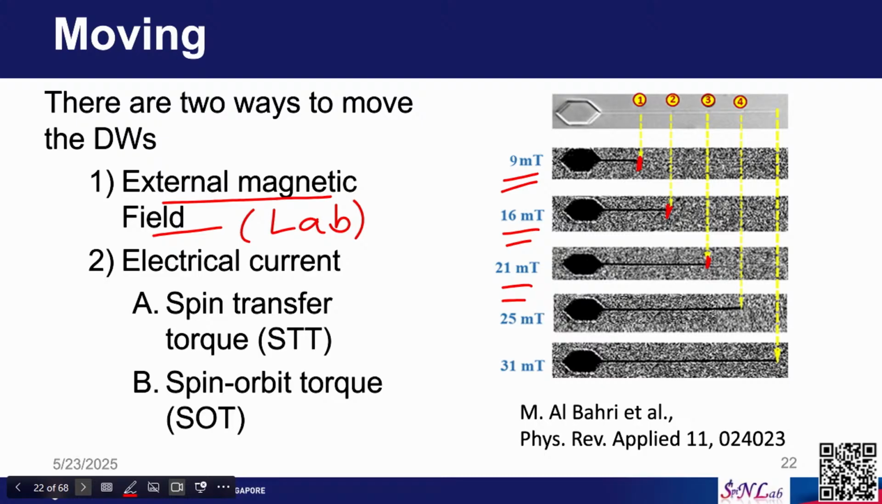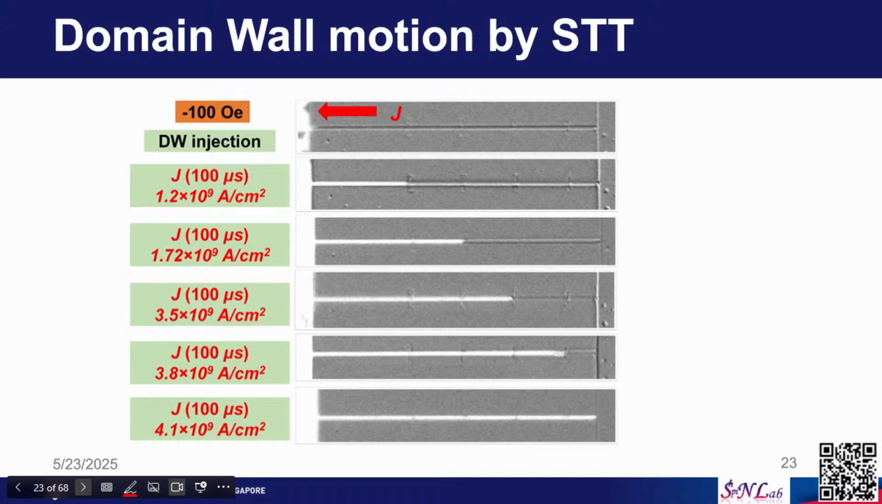Okay. So, this is good enough for lab, but we cannot use this in a product. For product this is not useful. So, if you are making a product, you want to send a current to move the domain wall. This current can be spin transfer torque or spin orbit torque. In spin transfer torque you send current through the wire. This is one example of a spin transfer torque through the wire.